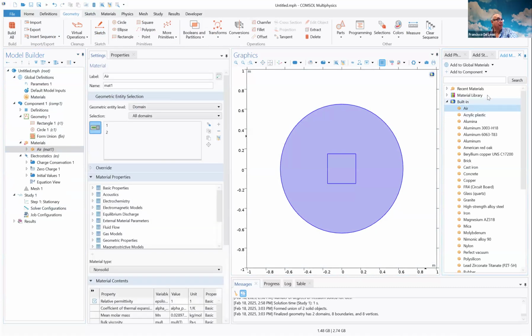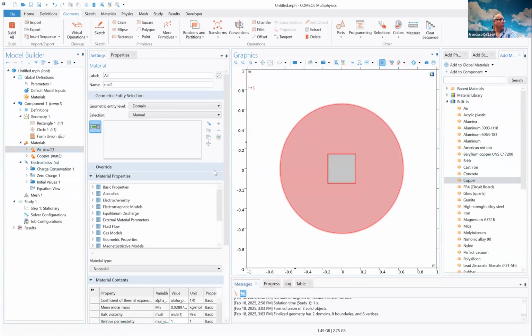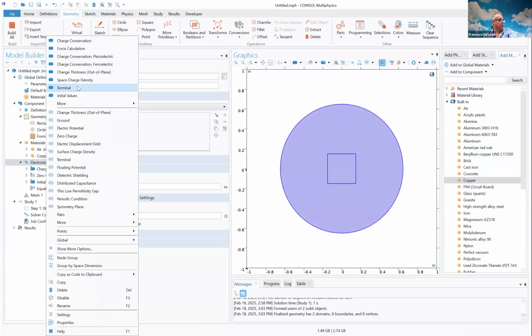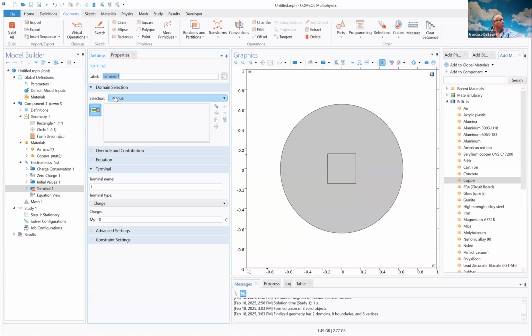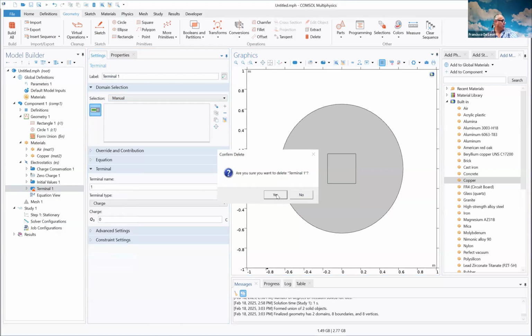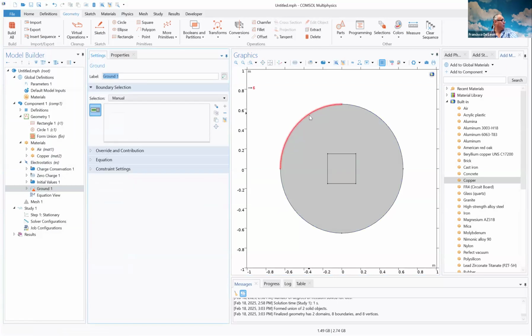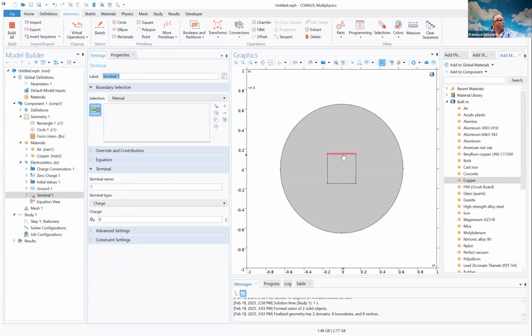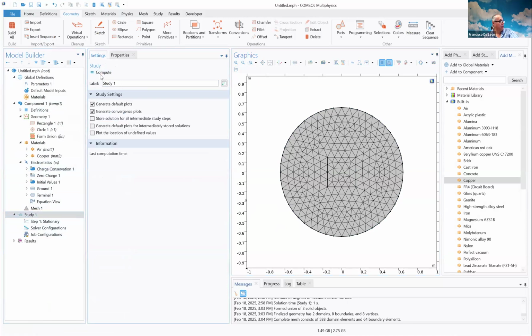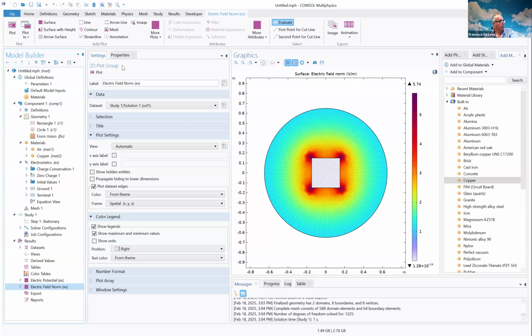The air and the copper, and put the charge. One volt. Sorry, this one is delete, and remove. And one volt, one volt. Okay, so mesh, all that. Okay, but if we go to this text, this is the density, the electric field intensity.